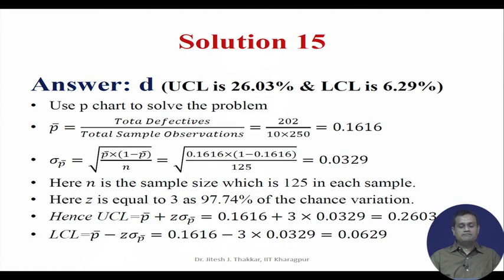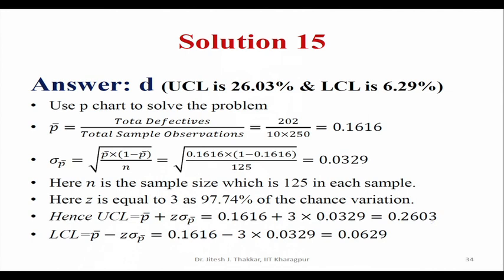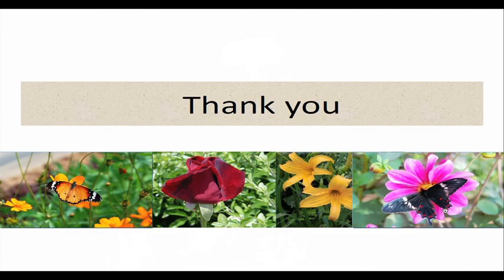Here you have to use the P control chart, and UCL is equal to P bar plus Z sigma P bar, where Z is 3, and LCL is P bar minus Z sigma P bar. So, you can plug in the values of P bar and sigma P bar. Your control limits would be 0.2603 and 0.0629. So, it is basically 26.03% and 6.29%.